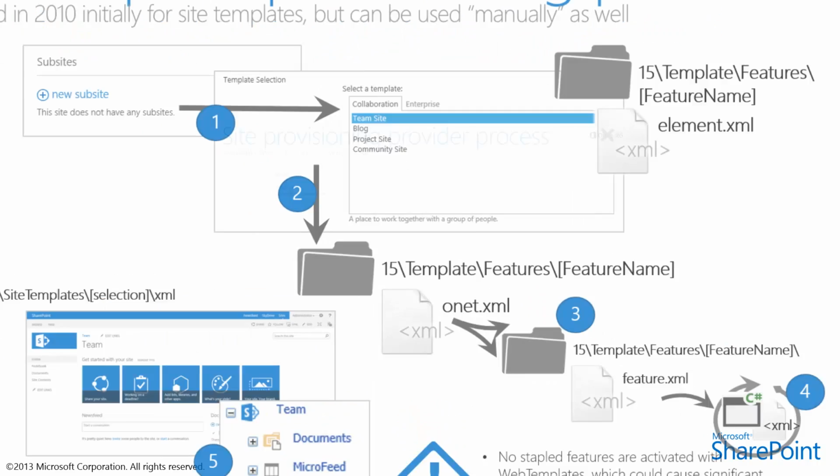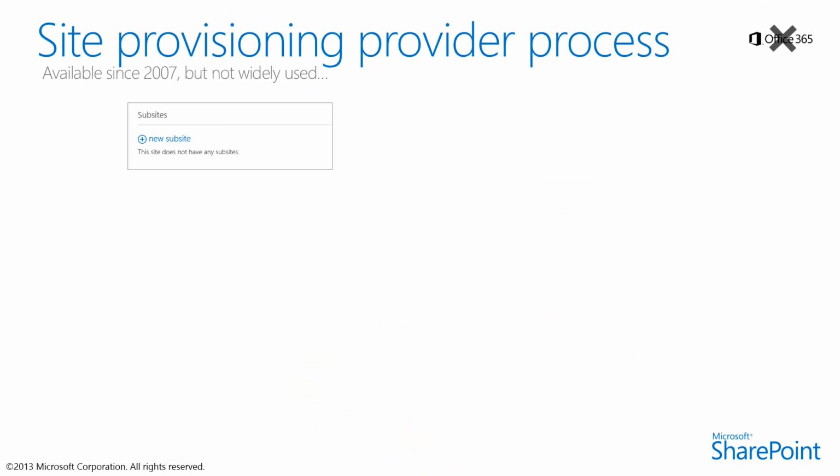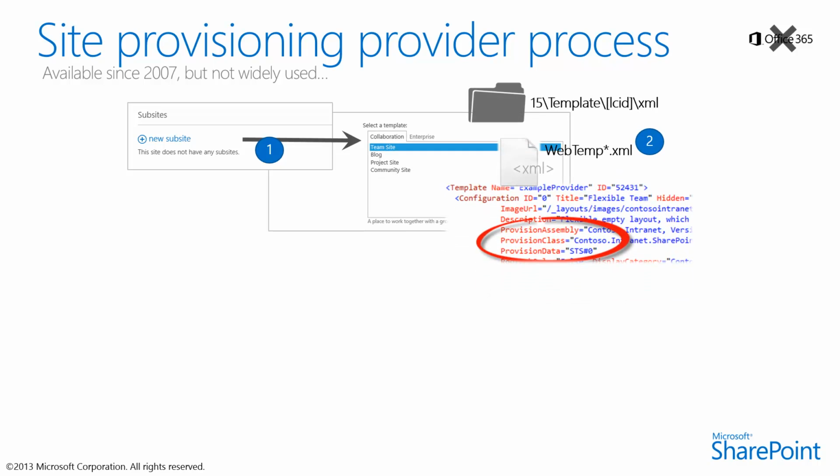One of the really interesting options when you think of it is the site provisioning provider, and this is actually something which hasn't been that widely used, but it has been available in SharePoint as an option since 2007. And what it means is that within the WebTemp XML, we can actually introduce a complete alternative to replace the Onet XML. So we don't need to even deploy Onet XML files.